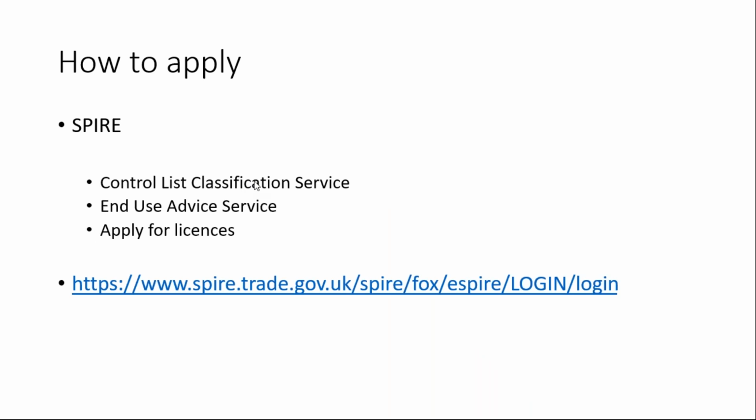The UK licence system is electronic. It's called SPIRE. You register as a user and make all applications using your account, including for transfers of technology. Licences will be assessed for risk against a set of 8 criteria. You can also use SPIRE to ask us to check out your end user and to determine whether your goods are on a control list. That's called the Control List Classification Service.